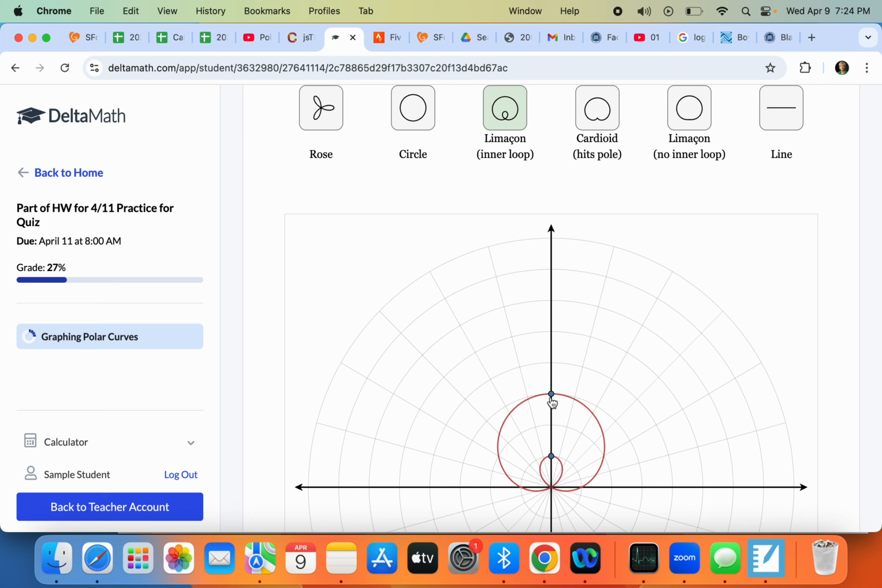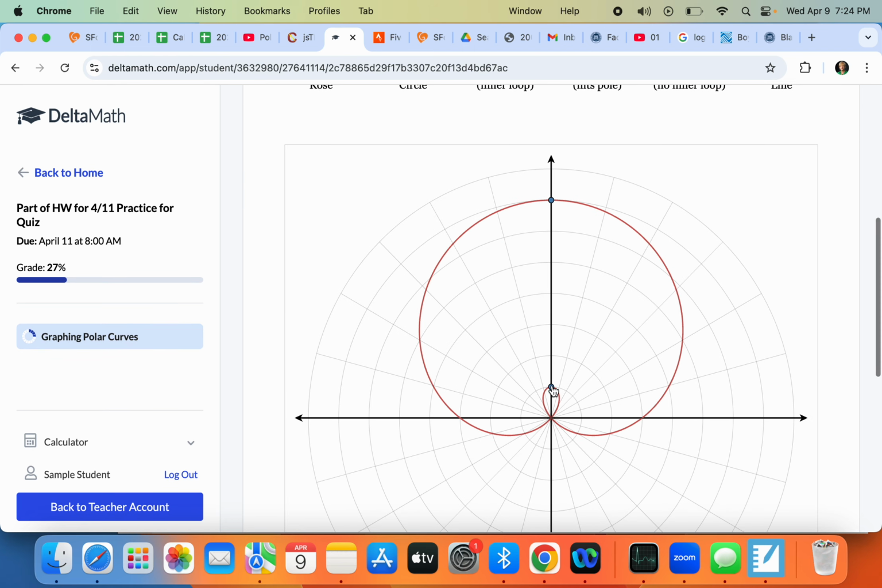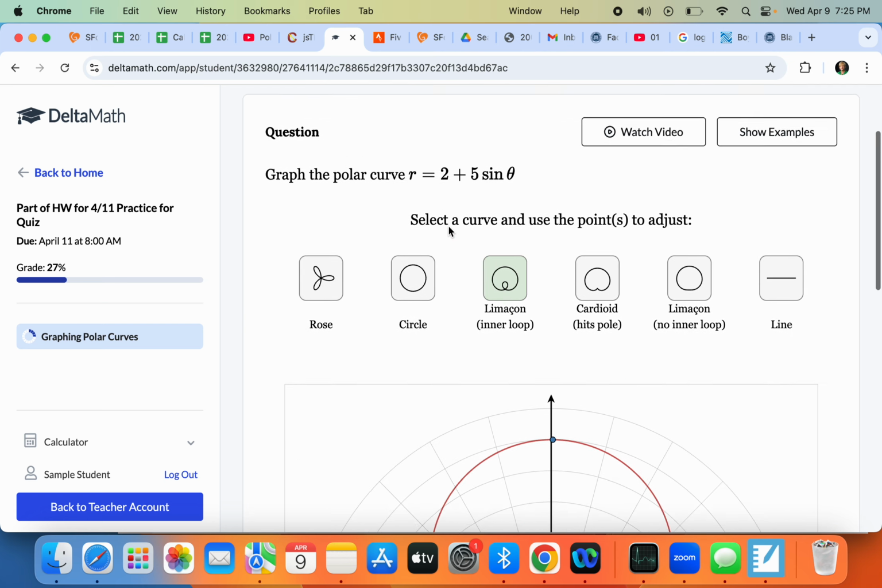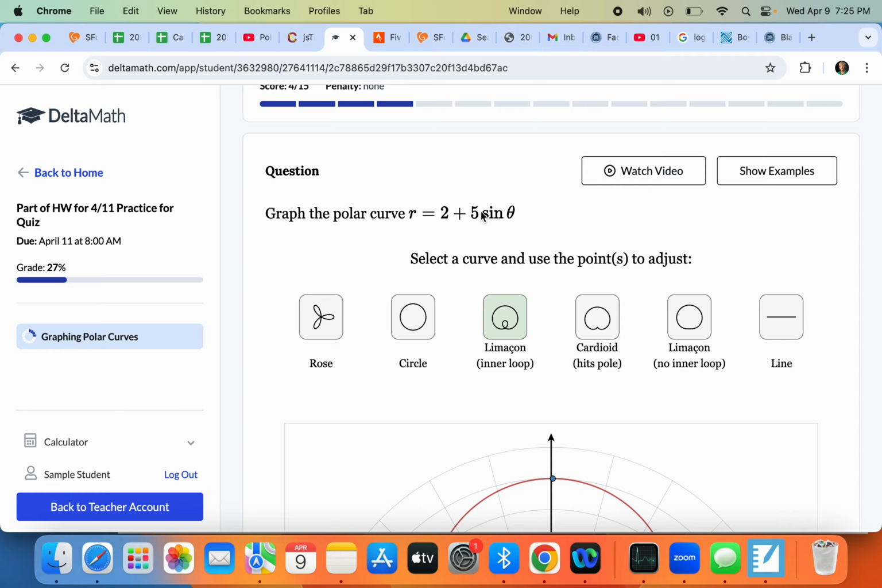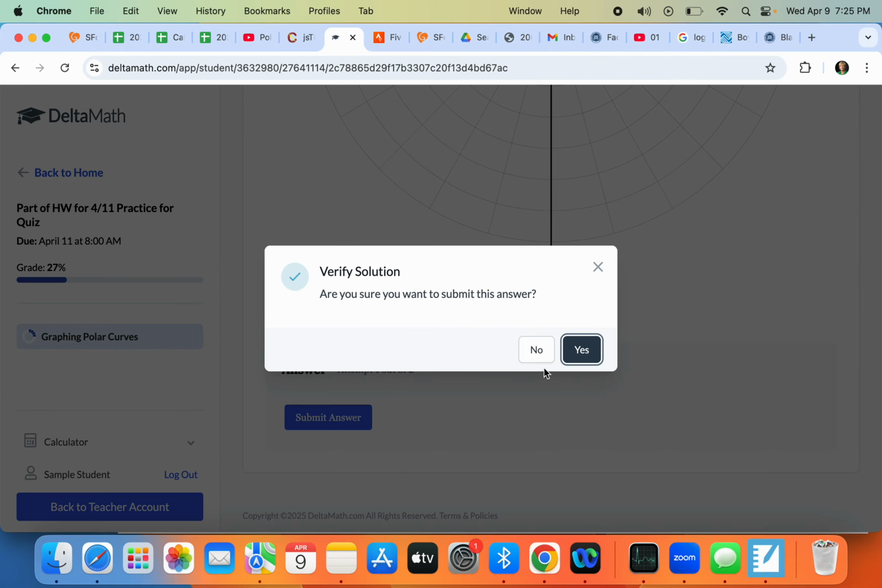So 1, 2, 3, 4, 5, 6, 7. And then the inside's going to be 2 minus 5, which is 3. So this dents in 3 units. So look at your numbers, and the highest it can go away from you is 7, and then it can also dent in 3. 2 plus 5 and 2 minus 5.